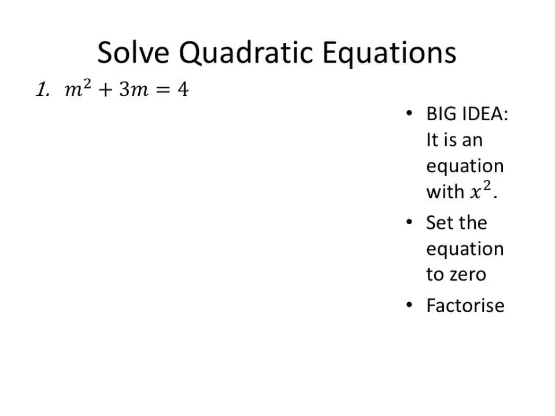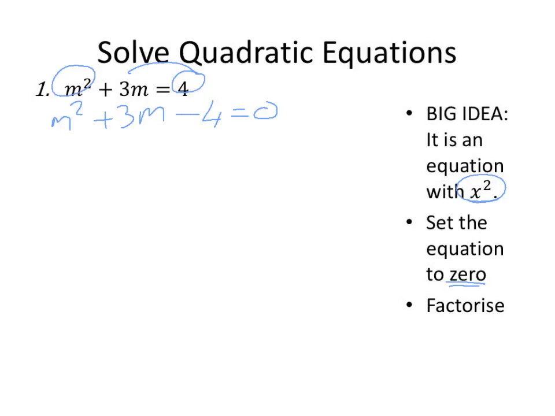We've got m squared, so whether it's x squared or m squared, it's still a quadratic. And this quadratic hasn't been set to 0, so we're going to set it to 0 first. M squared plus 3m, bring 4 over, becomes, whoopsie, that's not nice. Let's write this properly. M squared plus 3m minus 4. Minus 4 comes over because plus 4 came over, became minus 4.